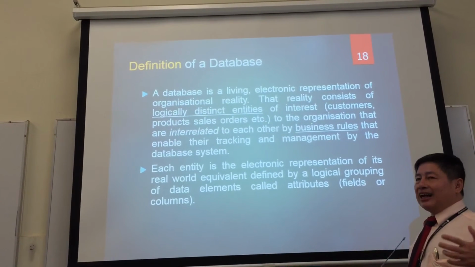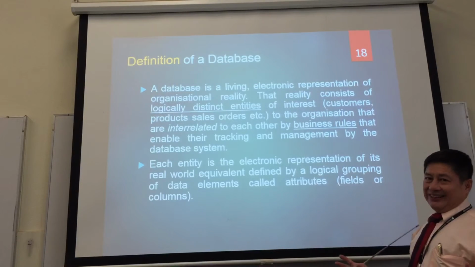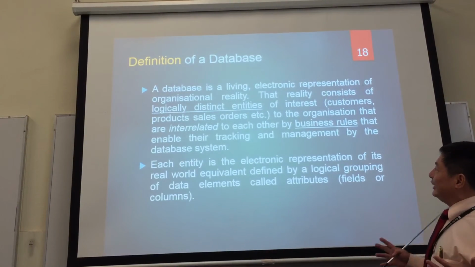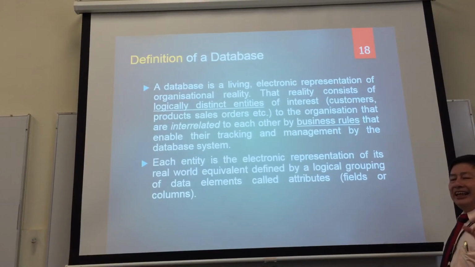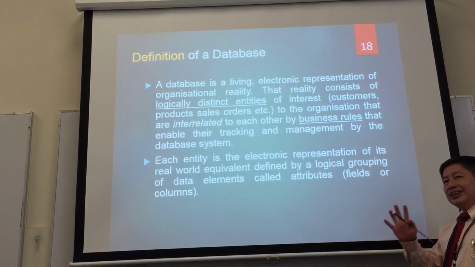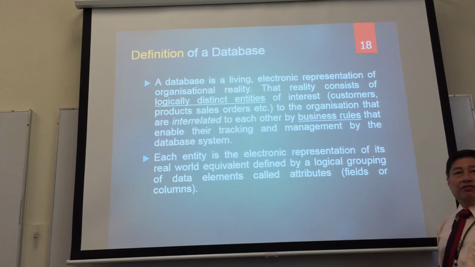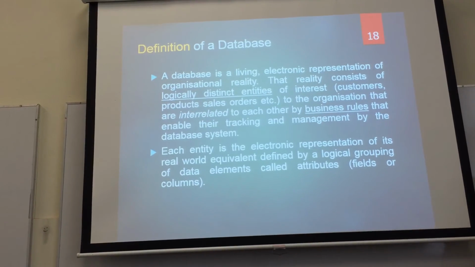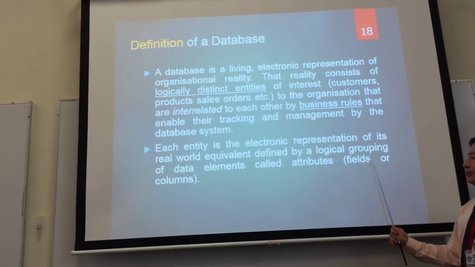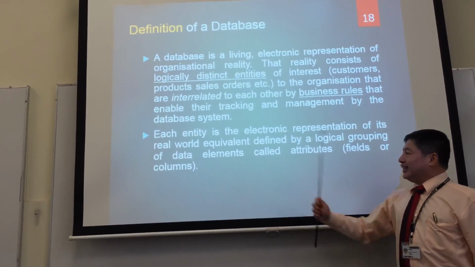Now these entities are not isolated in themselves because in any organization they work together. They are interrelated, interconnected. So they are connected by relationships called business rules that enable their tracking, update and integrity controls applied to ensure data quality, ensure data integrity in your well-designed database. Something I emphasized very much in my first lecture. So each entity is an electronic representation of its real-world equivalent by a logical grouping of data elements called attributes. Attributes basically, the word attribute means characteristics.